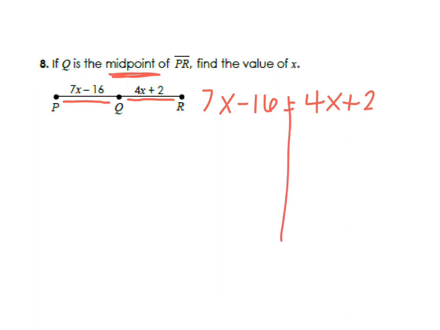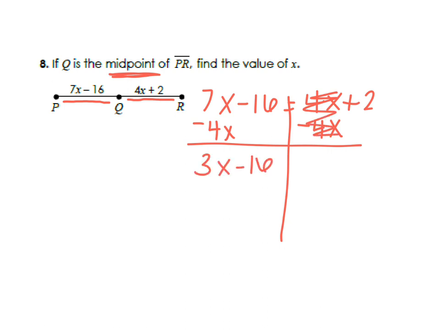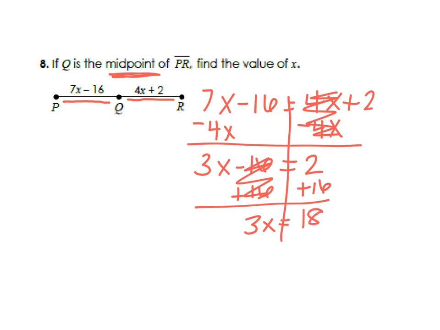Once you set up your equation, solve like normal, move your smallest variable. So I'm going to subtract 4x from both sides. 7x minus 4x is 3x. 3x minus 16 equals positive 2. Now we have a two-step equation. Add 16 to both sides. We'll get 3x on the left and 18 on the right, and then divide by 3. X is 6.